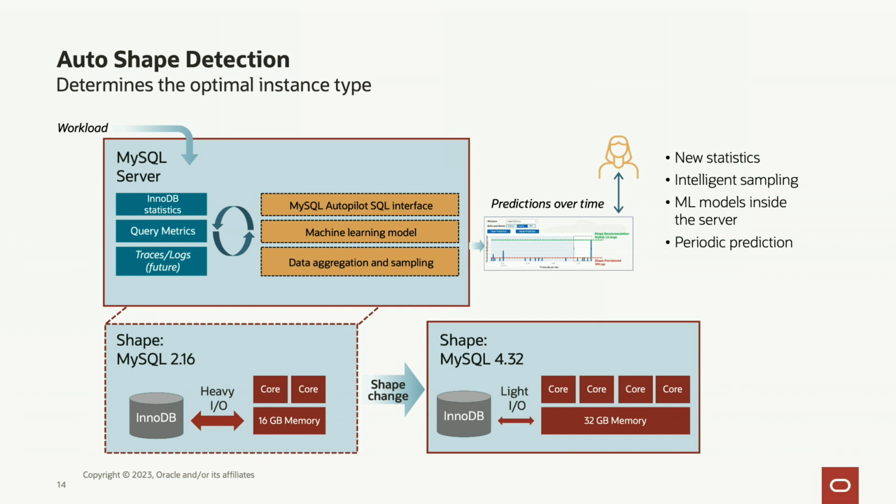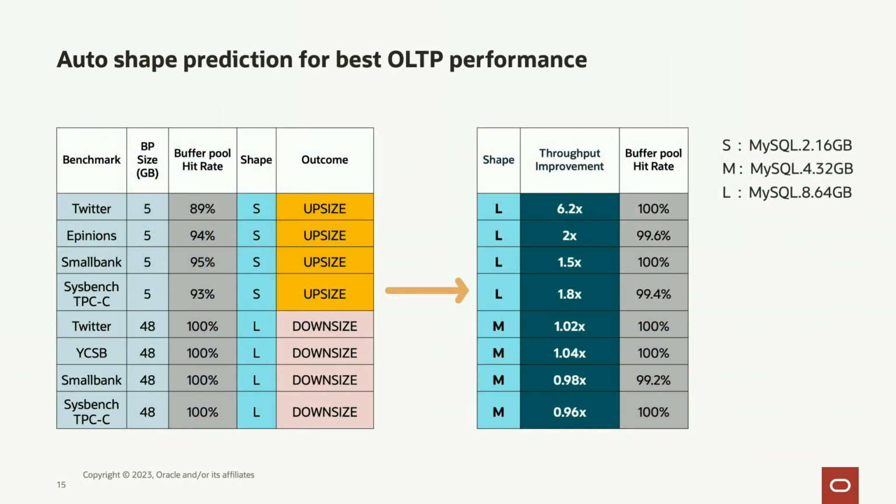So for example, in this case, we have a few benchmarks that we use for showcasing this feature. On the top of the table, you can see that there are four benchmarks that we use. We started with a small shape on MySQL, which is a 2 vCPU and 16 gigabyte memory shape. And then when we run the benchmark, you can see that the buffer pool hit rate, that's one of the metrics that we look at, is actually not optimal.